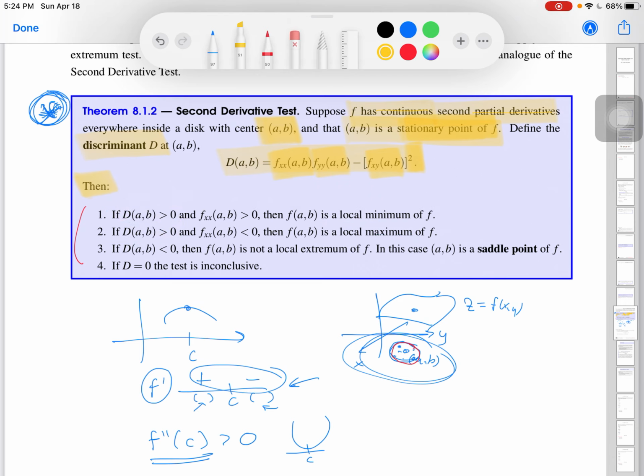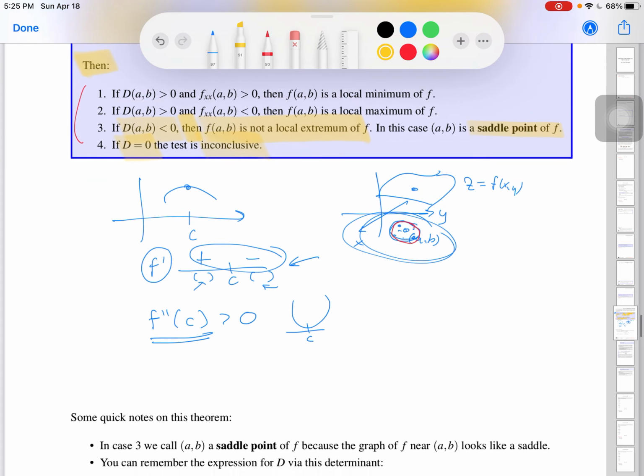So the third possibility is that the discriminant value at (a, b) is negative. Then you don't need any other conditions about fxx or fxy or any of that. The conclusion is that f(a, b) is not a local extremum of f. Instead, it's a saddle point of f. And I'll draw for you some examples in a minute of what a saddle point looks like. As in the single variable case, if D, the discriminant, is 0, the test is inconclusive. We just cannot use this test to conclude local max or local min of the function.